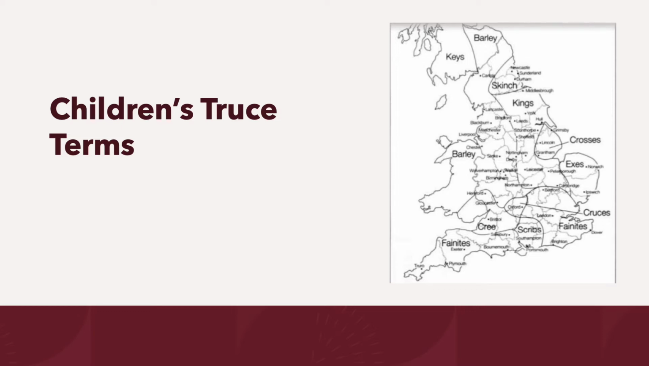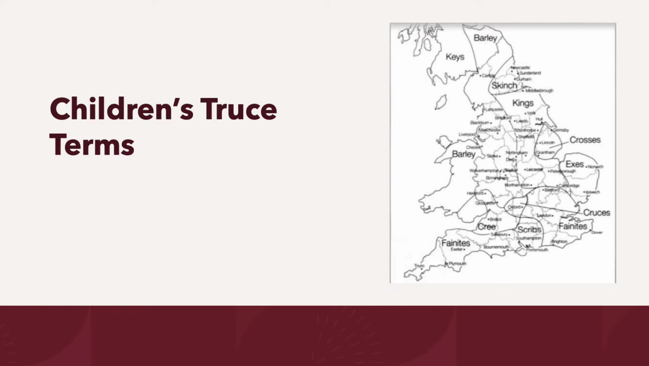This map here from work by linguist Peter Trudgill shows differences in what are called children's truce terms. This is the category when kids are playing a game and they want to pause in the game, they want to ask for clarification, or maybe they have to run to the bathroom or tie their shoes or something like that. We might use something like timeout or times in American English. As you can see, there's a wide variety of forms used in British English, everything from words like keys and barley in the north to things like fainites and scribs in Cree and cruciates in the south.